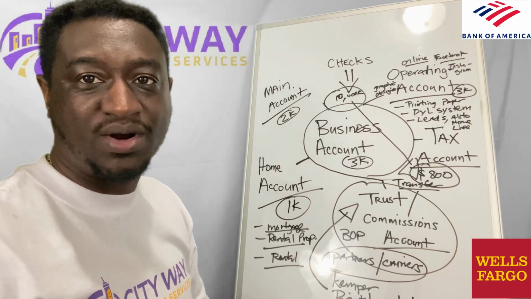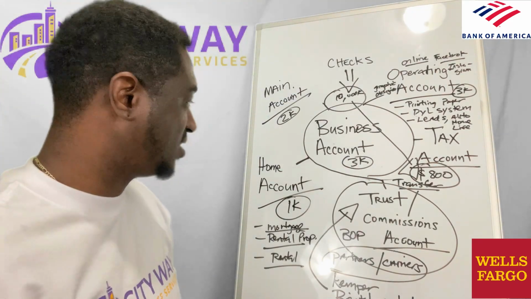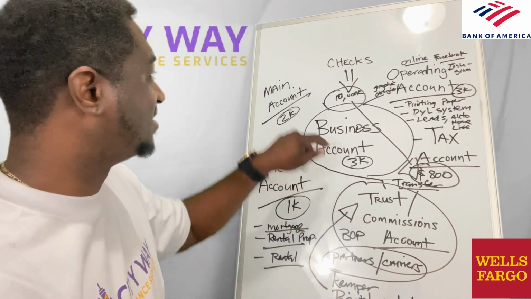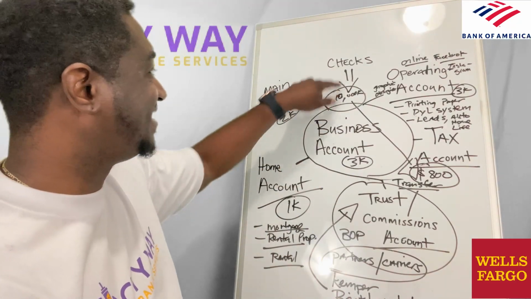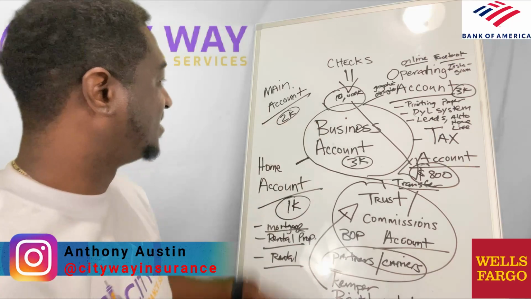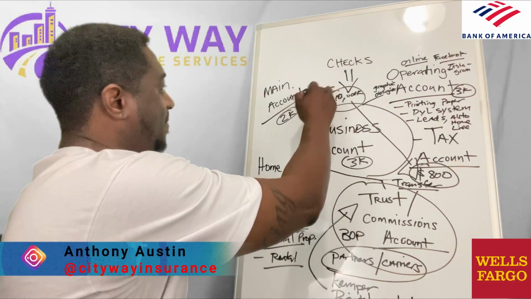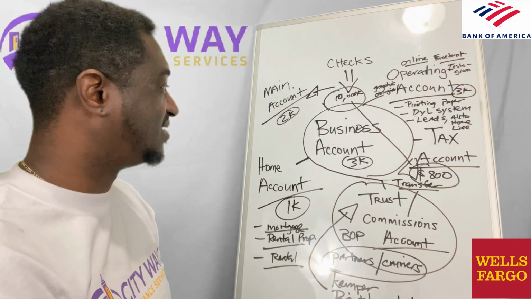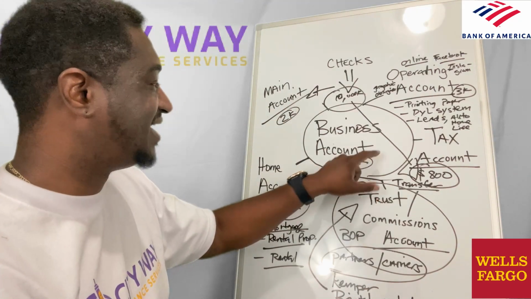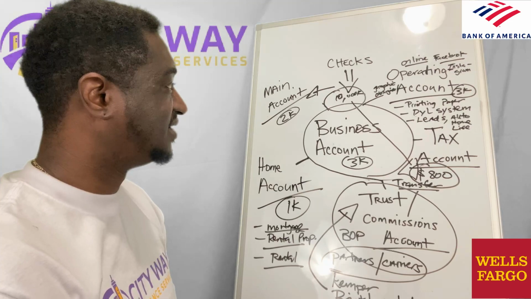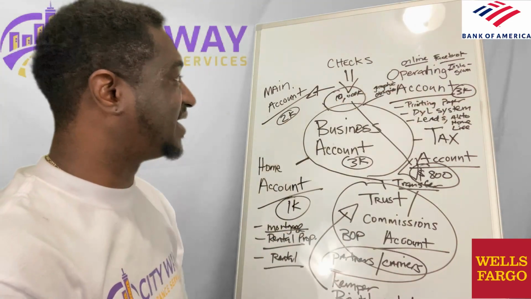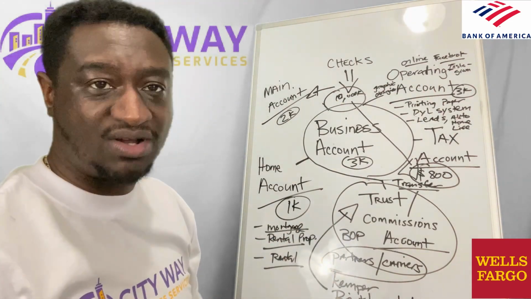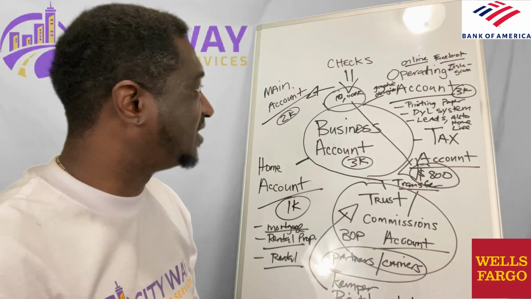So that's the importance of setting up your business account this way. As soon as you get that check, you put some of that money, $2,000, into your main account. Then you put another $3,000 into your business account. Then you put another $3,000 in your operating account, like we just talked about, and we'll go over it shortly again.